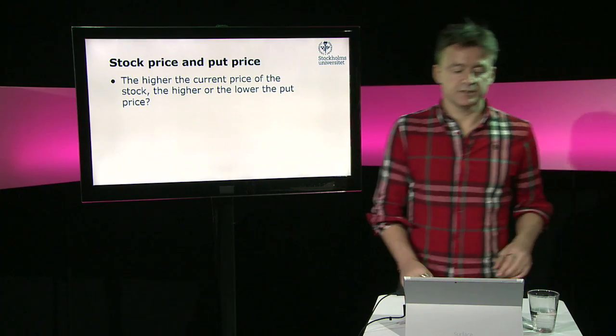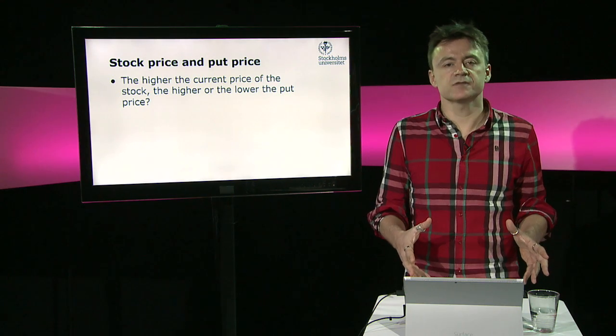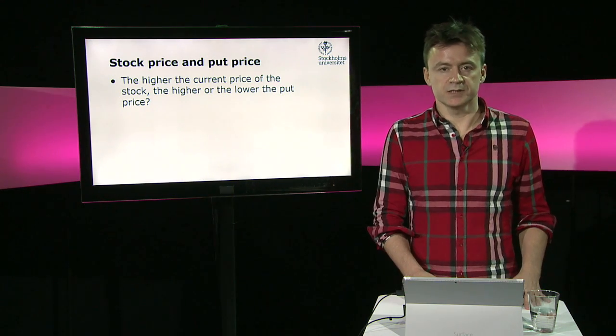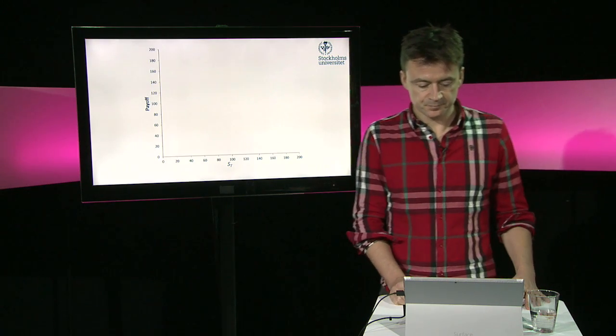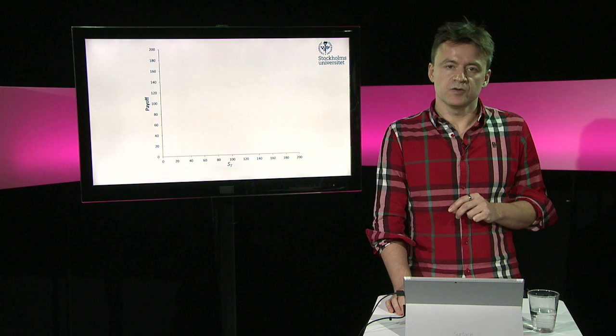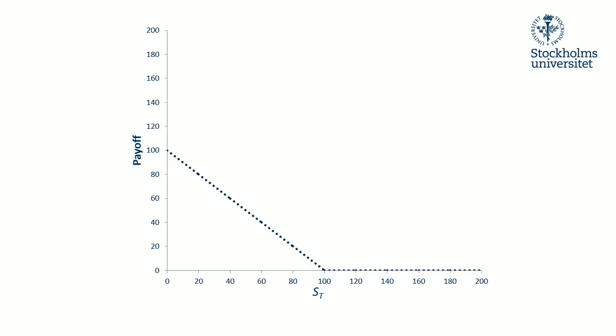Now, what about the put price and the stock price? And once again, let's pose the question. The higher the current price of the stock, the higher or the lower the put price? Well, we consider now the put option with strike price, say 100. Suppose now that the current price of the stock is, say, 40. And suppose an alternative situation where the current price of the stock was 160.